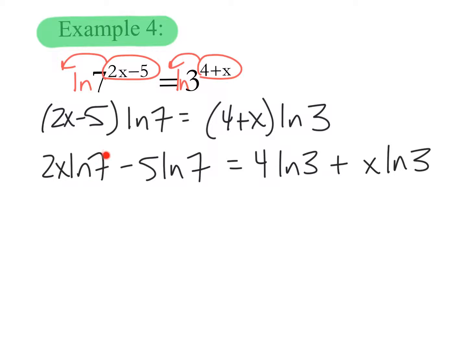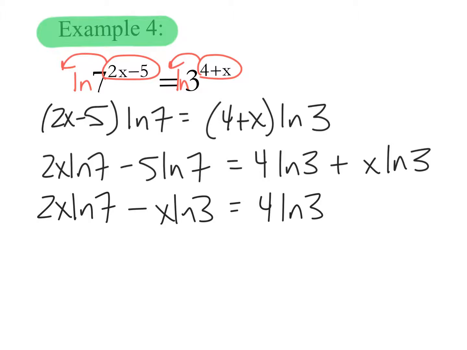So we're trying to get x by itself, so this term has an x in it as well as this term has an x in it. So I'm going to move this term over to this side. I'm also going to move this constant term over to this side. So do a little bit of rearranging so that you can get your x's together. This is the strategy when there are multiple x's in the equation that you're solving for. So 2x ln 7 and then bringing over the x ln 3. Keep the 4 ln 3 where it is and bring over the 5 ln 7. So now I have all my x's together.